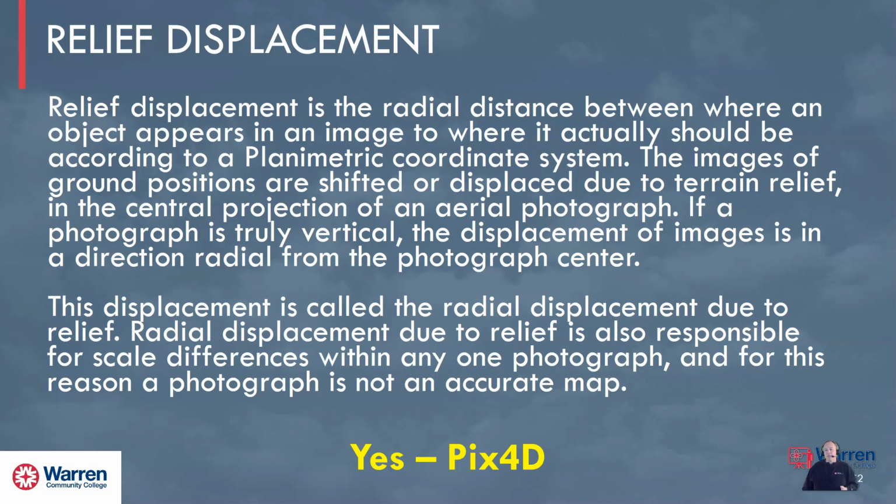So there's another problem. It's science, so there's a problem. There's a solution too, though. The relief displacement is the radial distance between where an object appears in an image and where it actually should be according to the planimetric coordinate system.